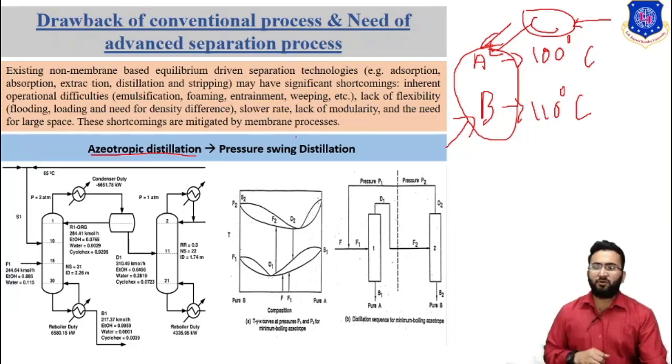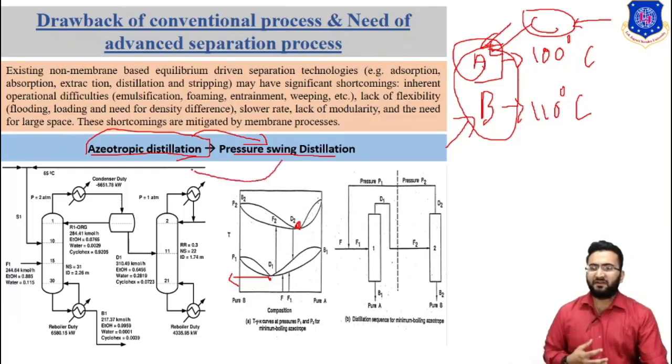But if we use pressure swing distillation instead of azeotropic distillation, we can replace the azeotropic distillation with pressure swing distillation. If we apply pressure, this azeotropic point is changed. If we provide further pressure, the azeotropic point shifts, and we can easily separate components A and B. So we can easily use pressure swing distillation instead of azeotropic distillation.